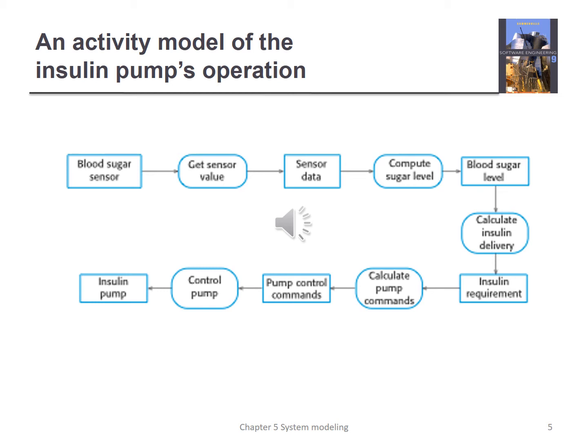Then we send it to the insulin requirement. We need 20 cc, 10 cc, whatever. We calculate the pump command. Then after we calculate this, it is sent to the process that sends the command to the pump. Then the pump command goes to the control pump, and the insulin pump gets it and injects it into the person's body. So this is the sequence of events, the activities. It's like an activity model. We start from the blood sugar sensor, and we end up with the insulin pump when it pumps the insulin into the human body.